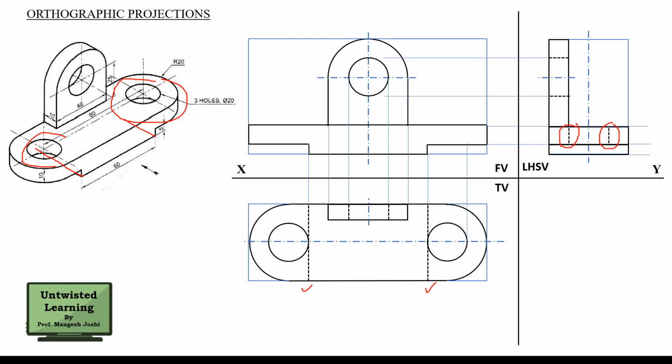Similarly, these two holes will not be visible in the front view, so that's why I have projected this upward. Okay, so you can see two hidden lines on one side and two hidden lines on the other side, followed by a center line.